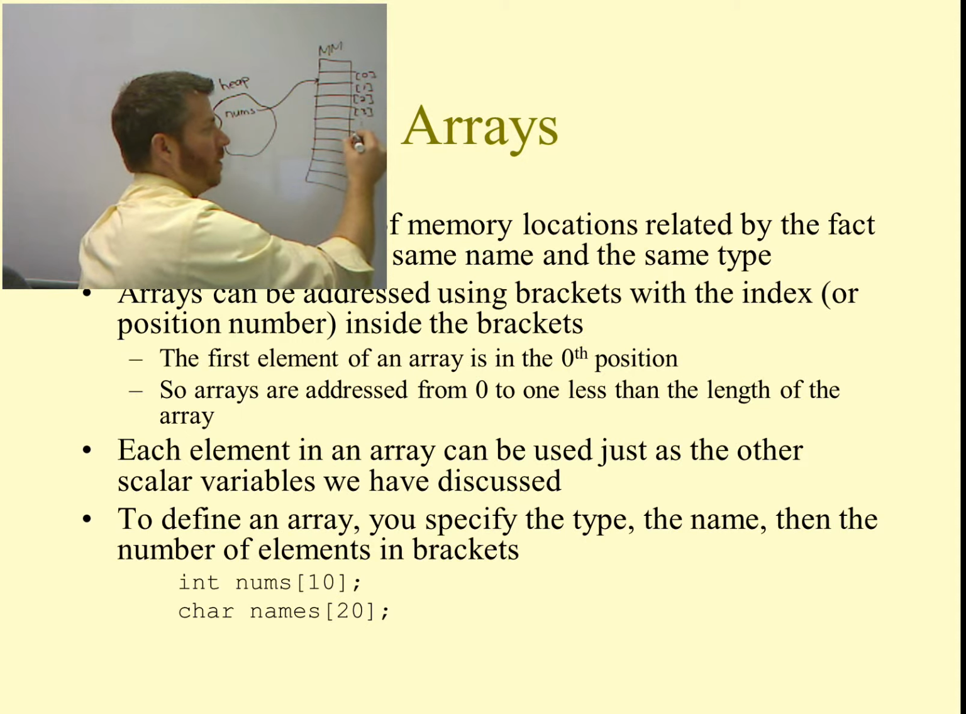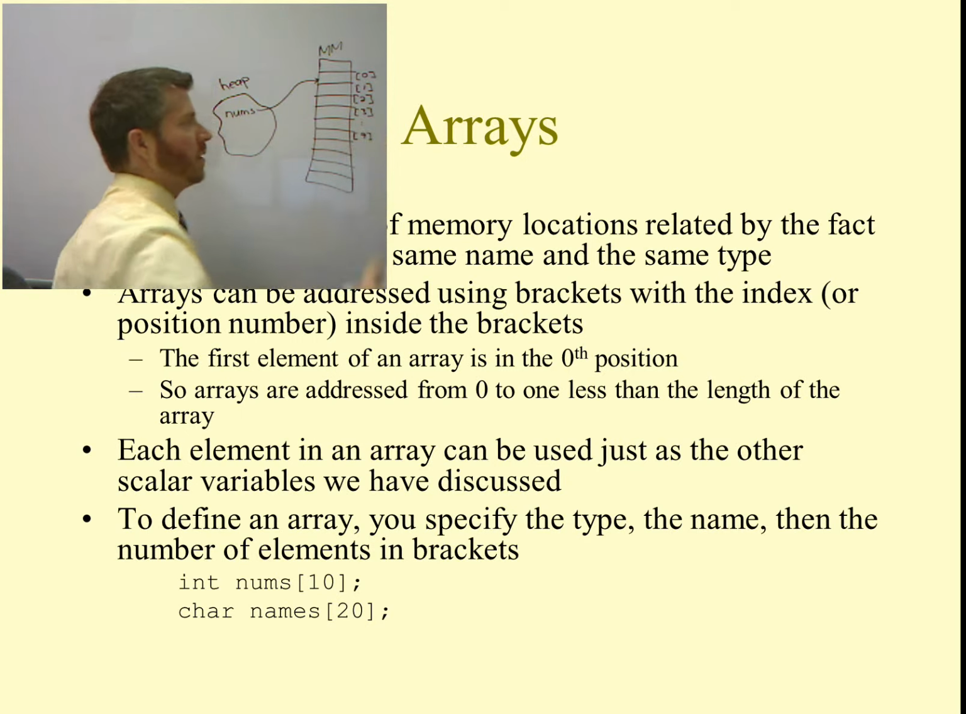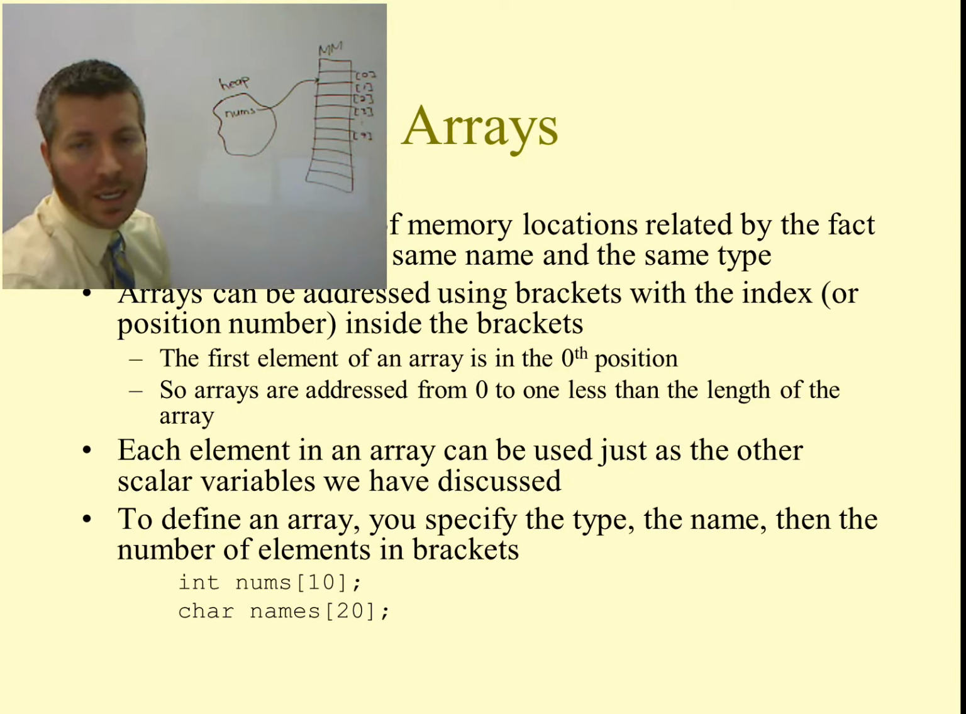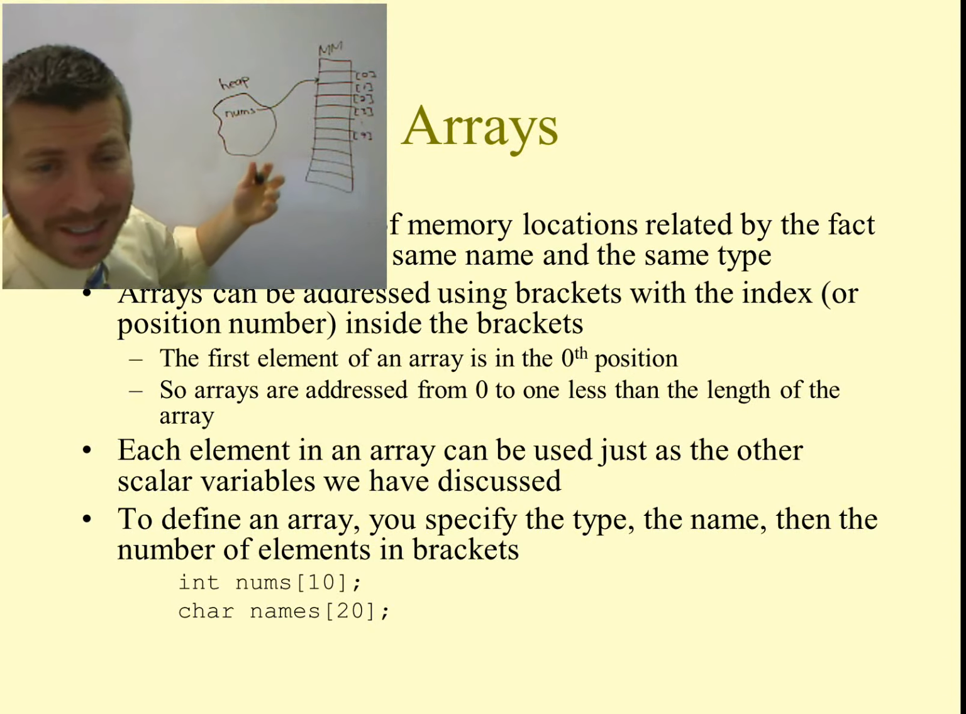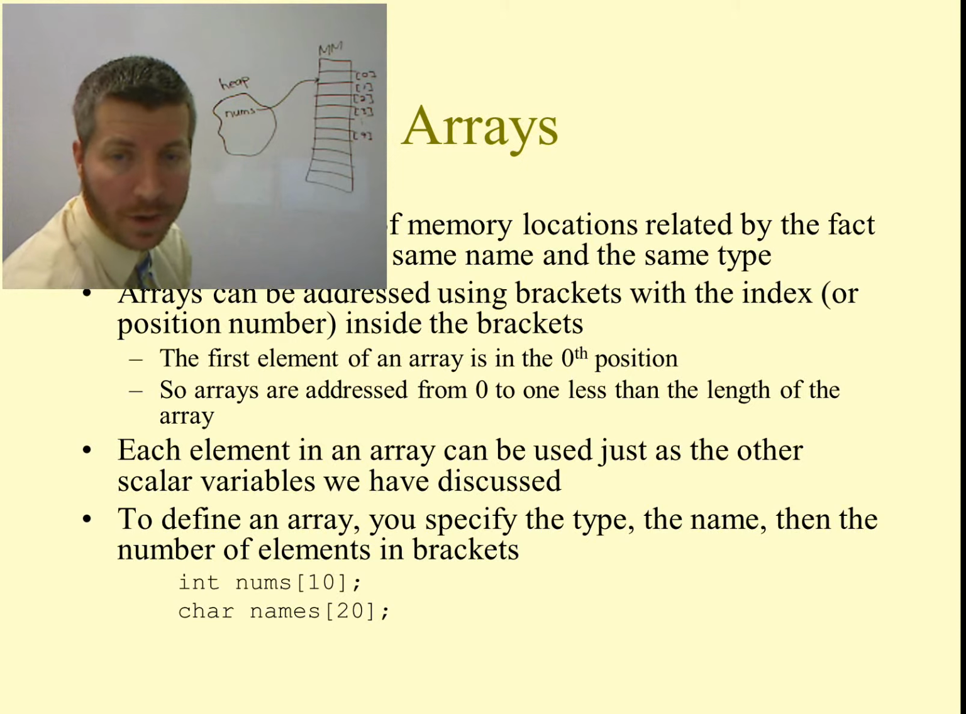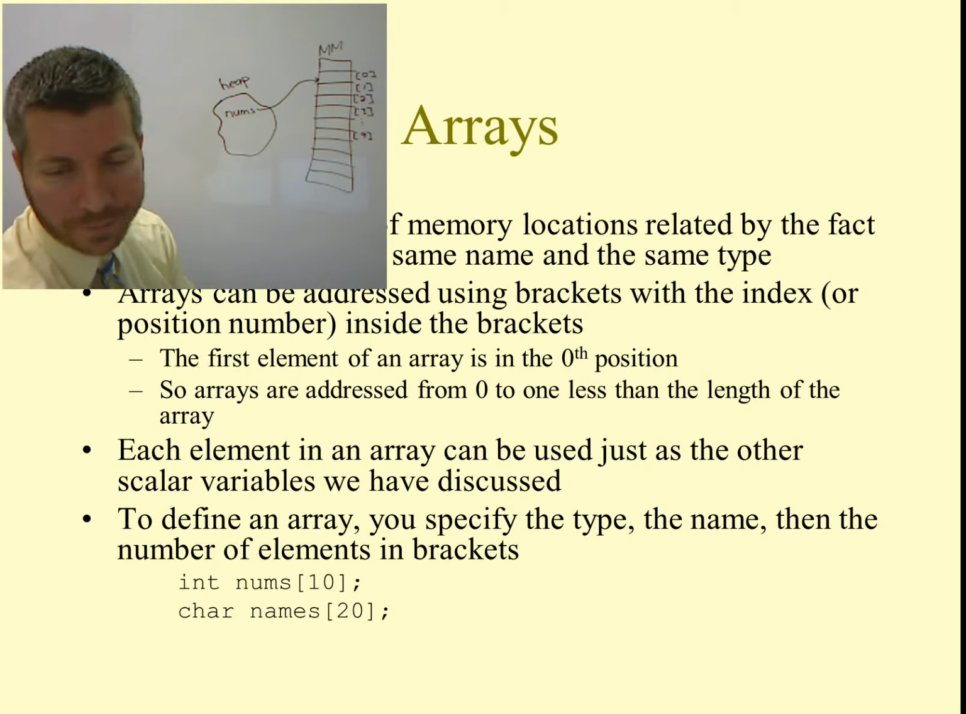Now this is going to go all the way down to nums[9] because we have 10 elements in the nums array. Now, I've just put a ... in the middle. Understand it's going to be 10 subsequent locations in memory, though. It's not going to skip any there.